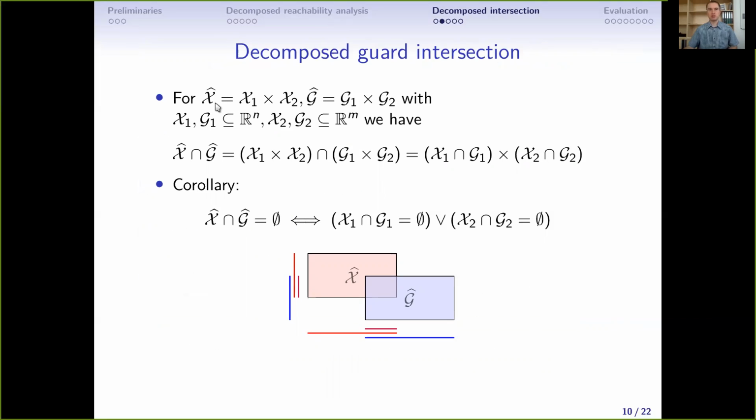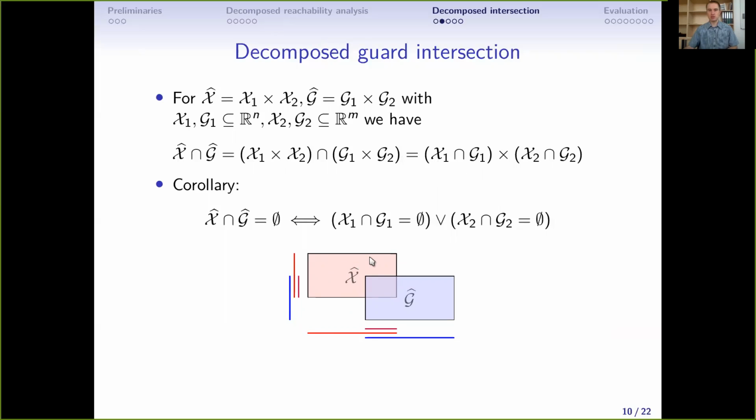Let's say we have our decomposed set x hat, which is a Cartesian product of x1 and x2, and a decomposed guard g hat, which is a Cartesian product of g1 and g2, and x1 and g1 and x2 and g2 have the same dimensions. Then it's easy to see that if you write out the intersection, and you know that Cartesian product and intersection distribute, that you can take the intersection in this first component and take the Cartesian product with the intersection of the second component. This is illustrated below.